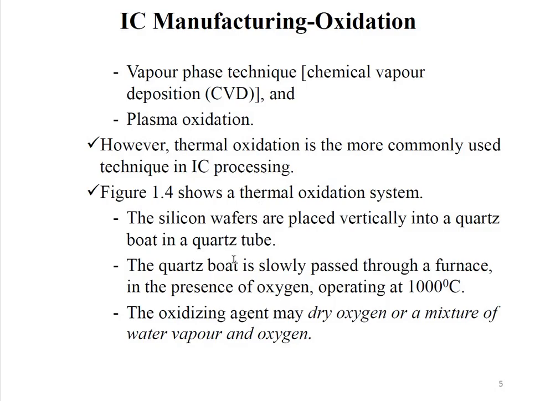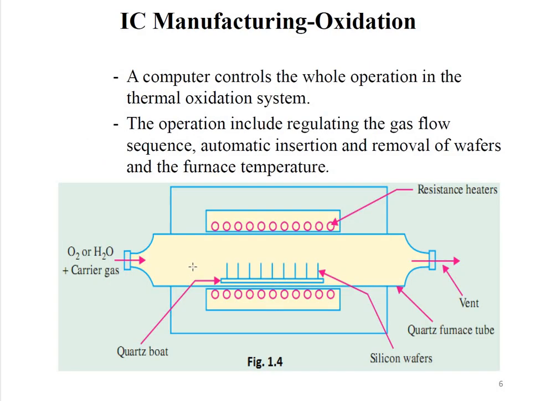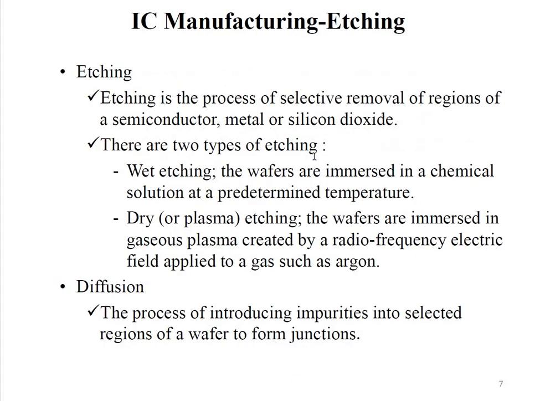The silicon wafers are placed vertically into a quartz boat in a quartz tube, and then the quartz boat is slowly passed through a furnace in the presence of oxygen, operated at 1000 degrees Celsius. This is the process of oxidation where O2 or H2 and carrier gases are sent in. We have the resistance heaters on the sides and the quartz furnace tube. Inside that we have the quartz boat and silicon wafers. After the heating process, the gas comes out through this vent.